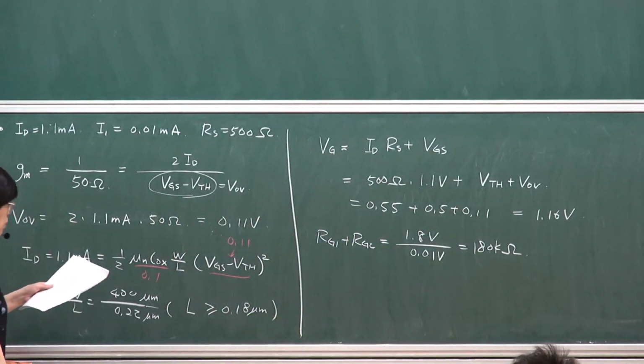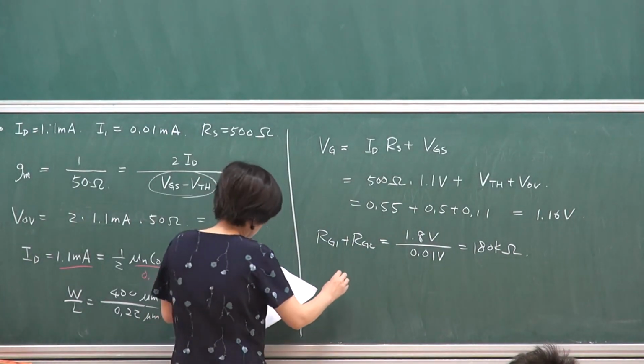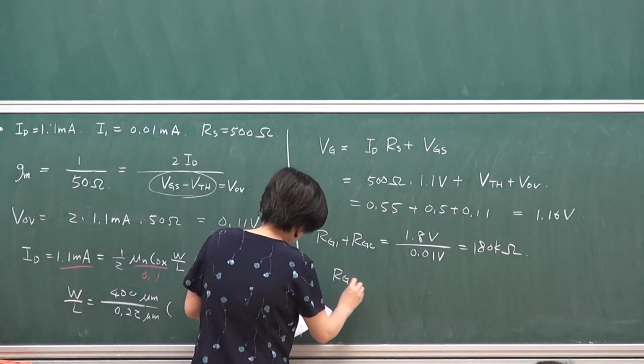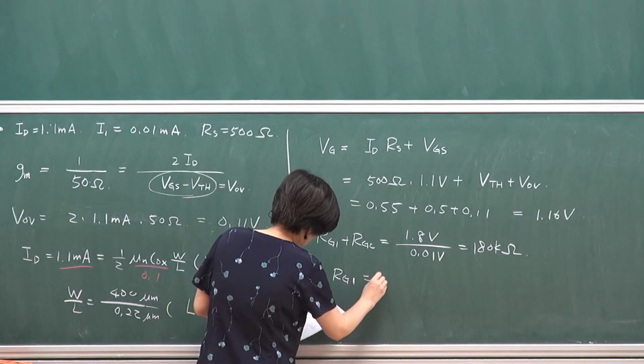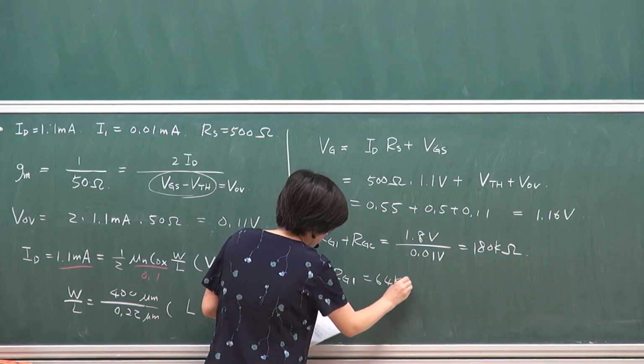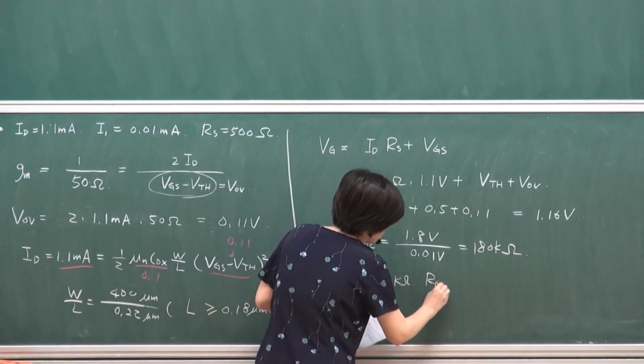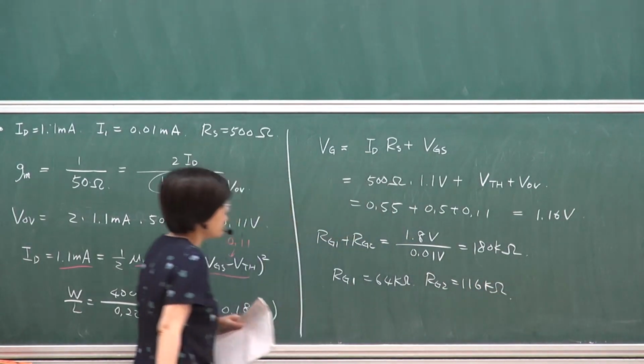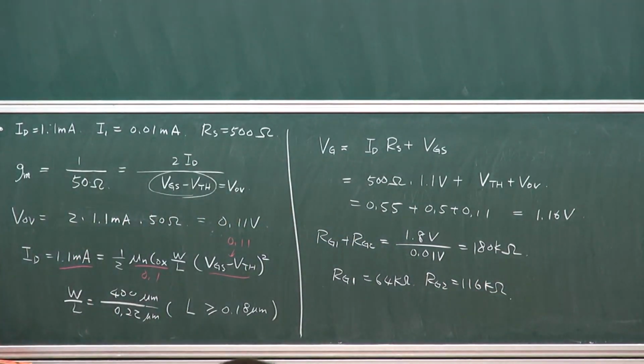So what you need to do is simply set it up so that RG1 is 64K and RG2 is 116K, so that I can set it to 1.16 volt at this terminal.